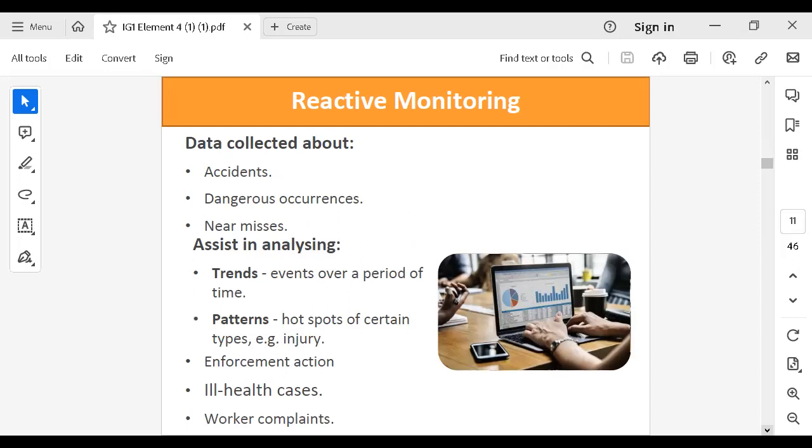We will check trends, events over a period of time, patterns, hotspots of concern, types of injuries, enforcement actions, ill health cases, and work complaints. We will analyze and check these things.